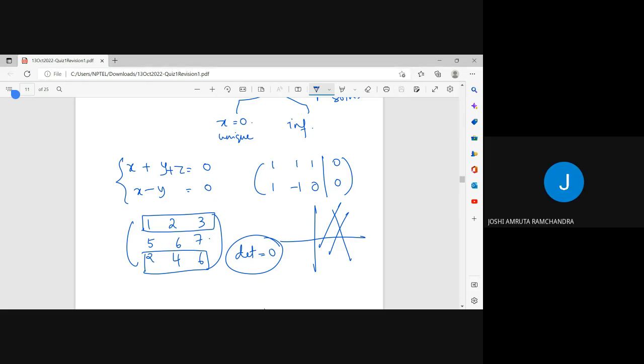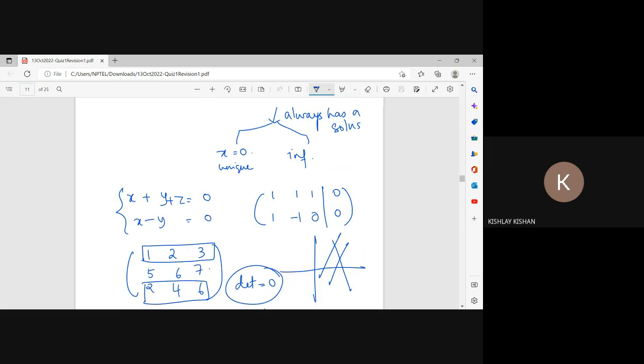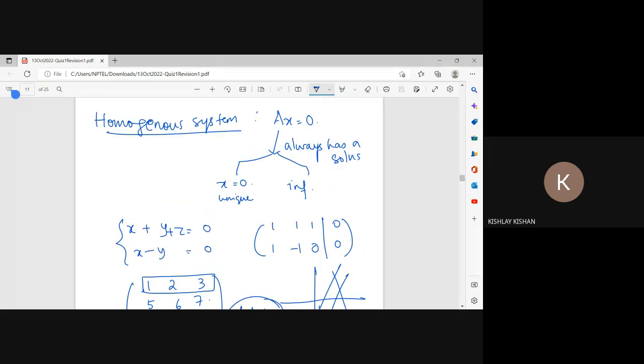Ma'am, one question. For a homogeneous system, if the matrix is a square matrix, then by looking at the determinant, whether it is 0 or non-zero, what can we say? If the determinant is not 0, whether it is homogeneous or not, there is a unique solution. When the determinant is 0, we have two options: no solution or infinitely many solutions. But no solution can never happen for a homogeneous system, because x equal to 0 is always a solution. So it will be infinitely many solutions. Okay, ma'am.